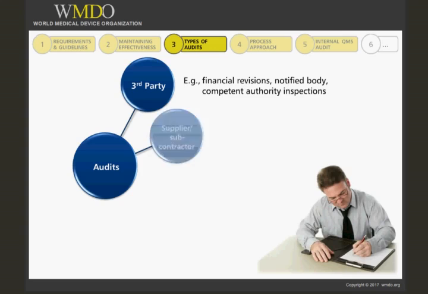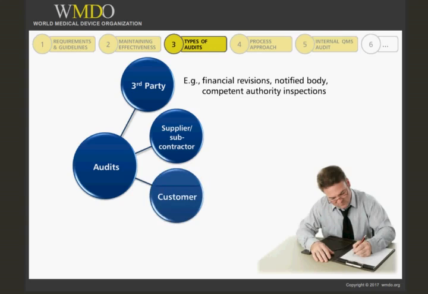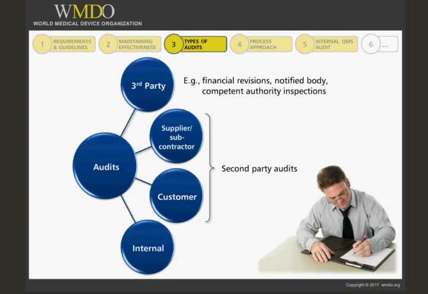Secondly, supplier and subcontractor audits that we conduct at our suppliers. Or the other way around, if we are a supplier of a medical device manufacturer and we are audited by our customer, they are called second-party audits. And last but not least, we are confronted with the internal audit program of our own organization. This is the subject of our course.